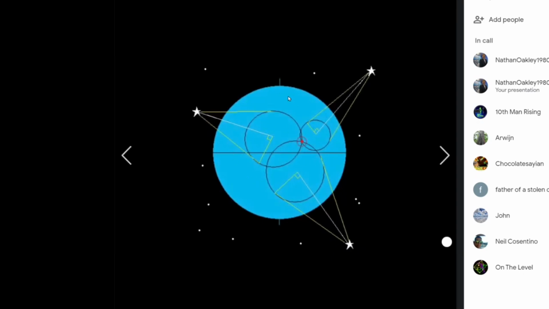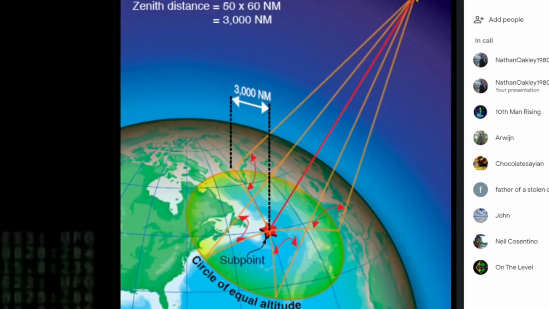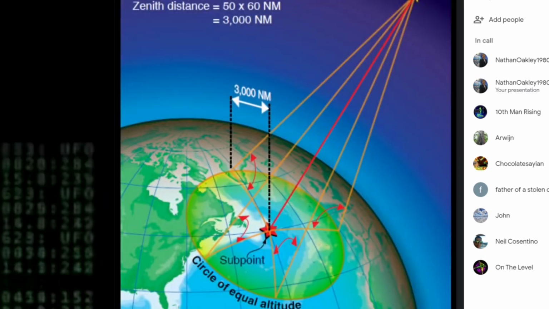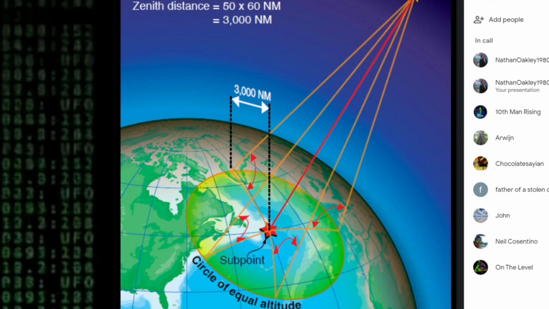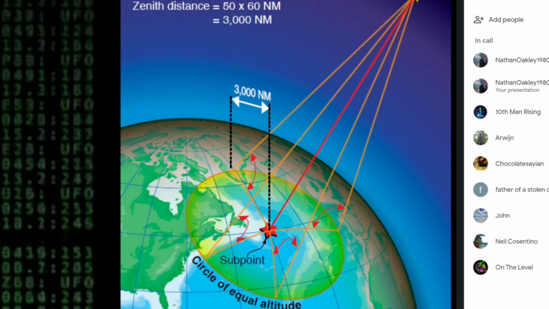The last slide, a very nice, colorful slide. Here you have the star directly over that part of the Earth called the subpoint, the zenith position, the geographical position, and a circle of equal altitude. Anywhere on that circle to that GP is 3,000 nautical miles. Right. The Earth cannot be a sphere.